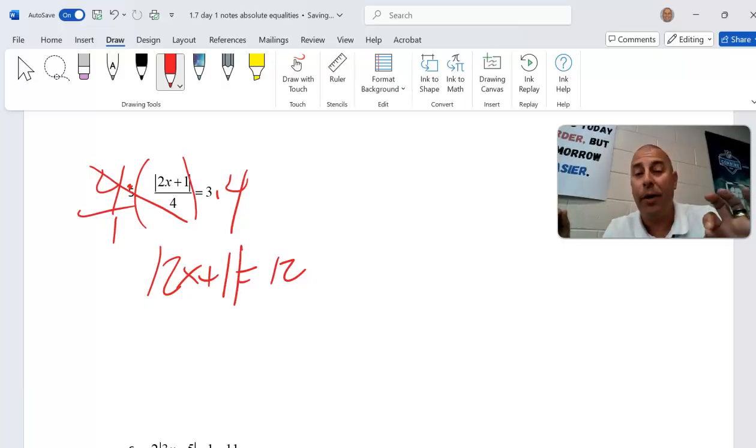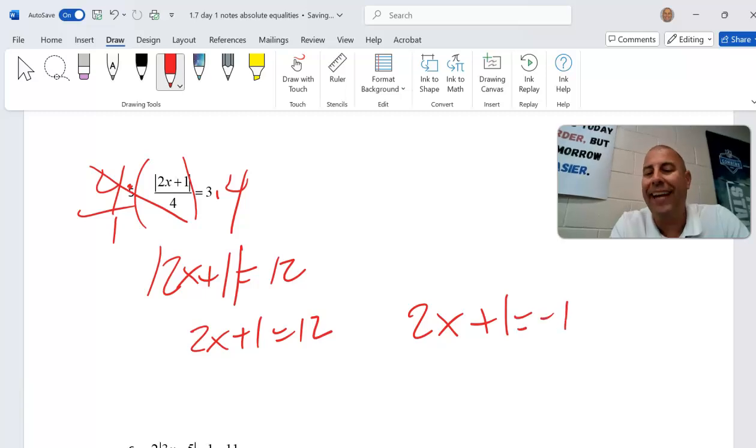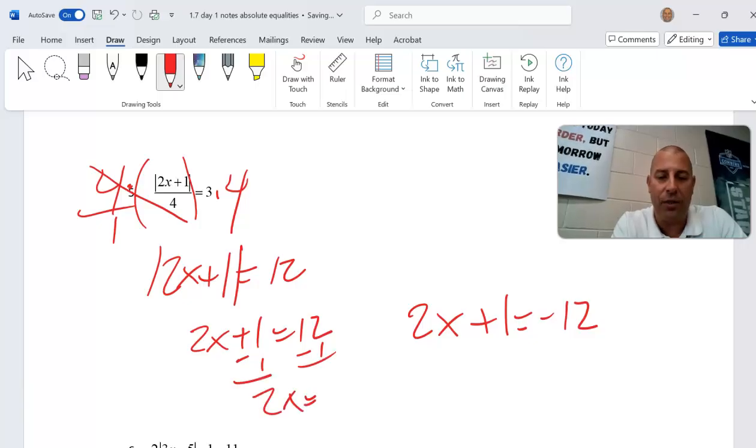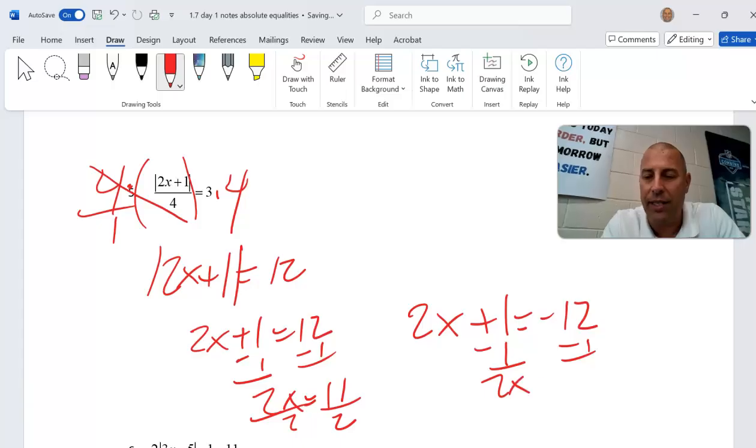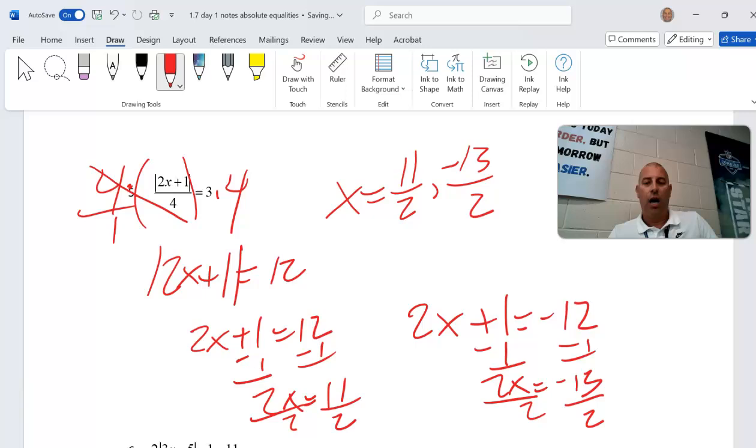Now I'm ready to write out my two equations. 2x plus 1 equals 12. 2x plus 1 equals a negative 12. Subtract the 1s. 2x equals 11. Divide by 2. We get 11 halves. That's fine. Subtract the 1. 2x equals negative 13. Divide by the 2. We get x equals negative 13 halves. So x equals 11 halves, or it could end up equaling negative 13 halves. Those can be our possibilities for our answers.